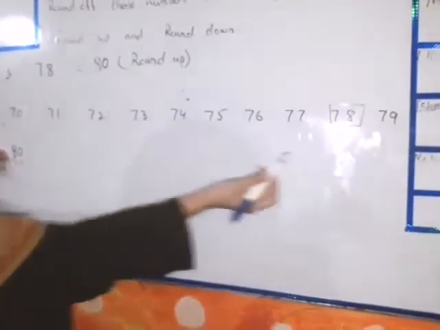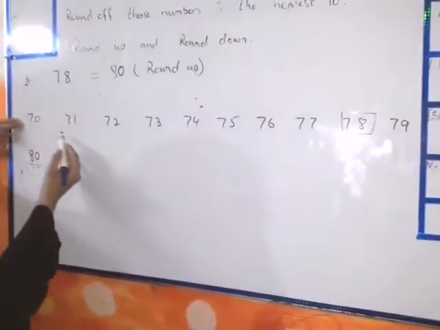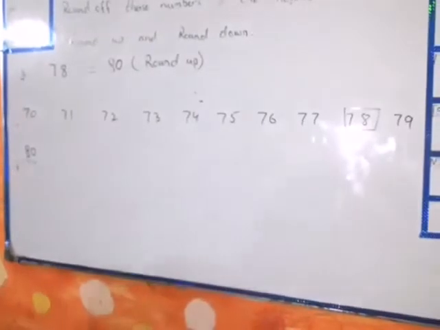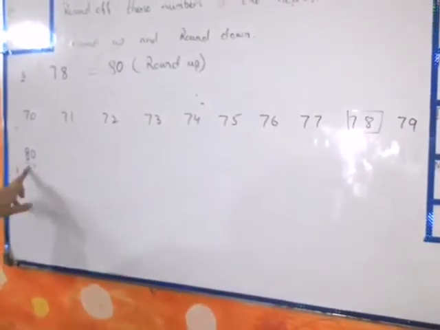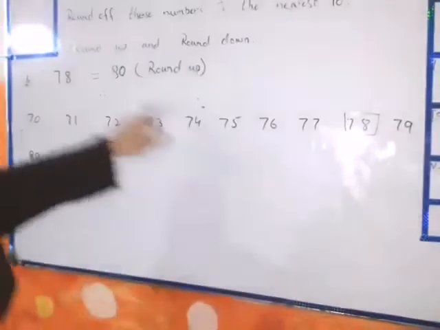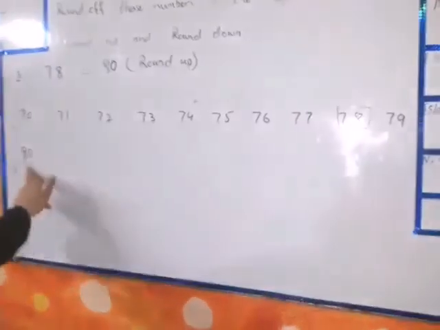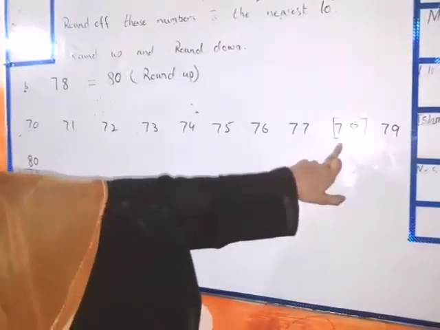It's 2 away from 80, and there is an 8 difference between 70 and 78. So the answer is 80 because 80 is nearer to 78. So it's a round up, because 80 is greater than 78.